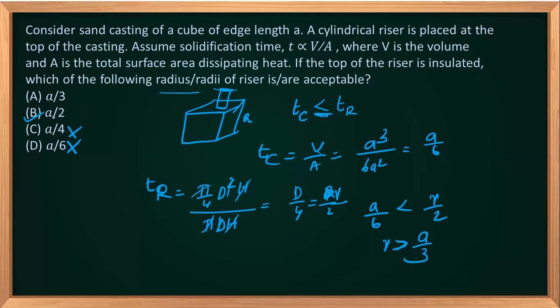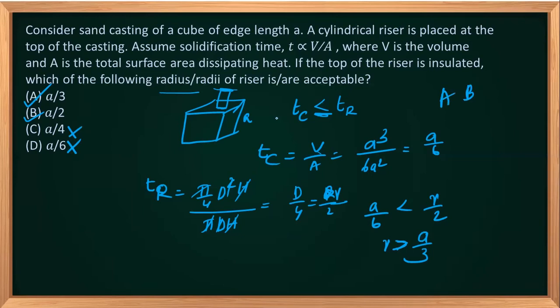Suppose a is equal to 1. What will a by 2 be? It will be 0.5. A by 3 will be 0.33, so this satisfies. A by 4 will be 0.25 and a by 6 will be 0.16 or something, so these are not the answers. This could be an answer and this could be an answer. Since it's a multiple selection question and this slight possibility remains, you can also opt for this one. So the answers will be A and B.